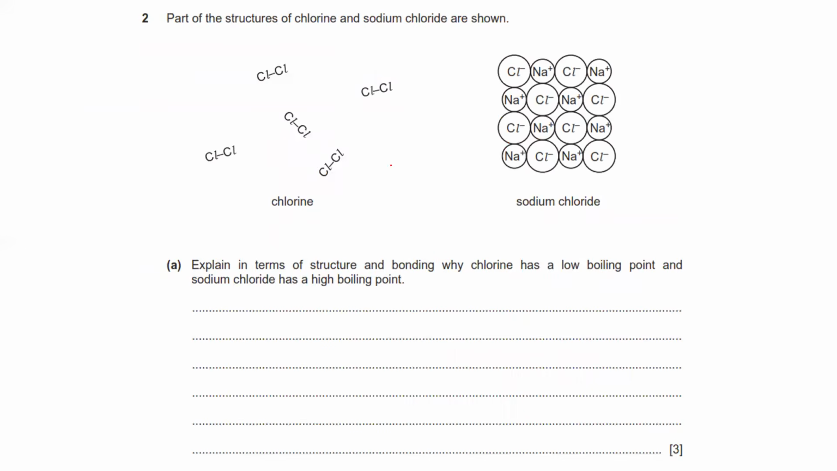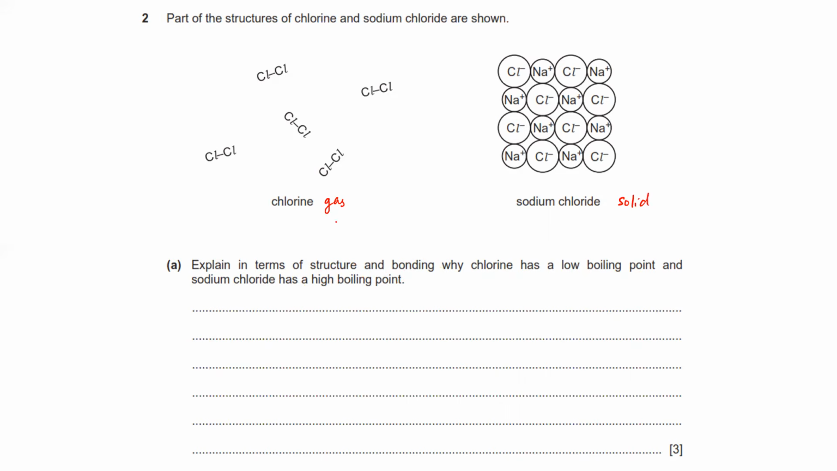Next part. Question number 2, it says part of structures of chlorine and sodium chloride are shown. So chlorine structure and sodium chloride structure are shown. Part A says explain in terms of structure and bonding why chlorine has low boiling point and sodium chloride has high boiling point. Remember, chlorine is a gas, sodium chloride is a solid, first of all.